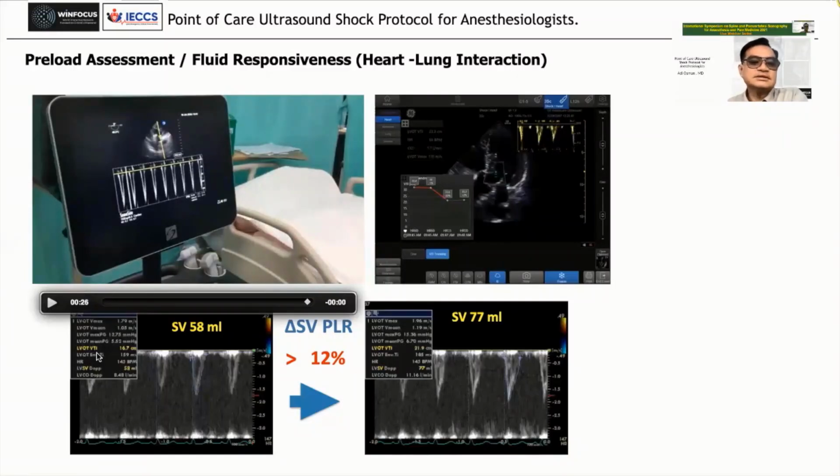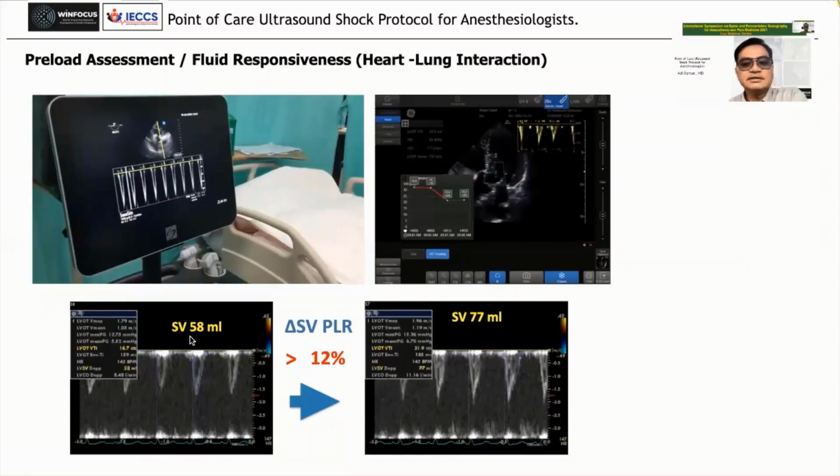You can see in some patients, this is another patient that presented to us. This is before we elevate the lower limb, and this is after we elevate the lower limb. I can see there is a stroke volume variation after and before PLR, which is more than 12%.